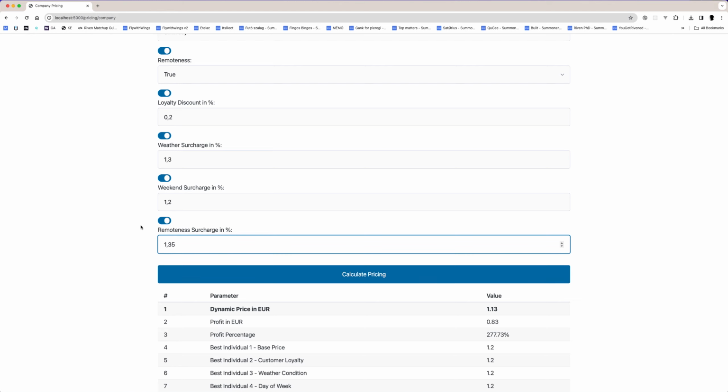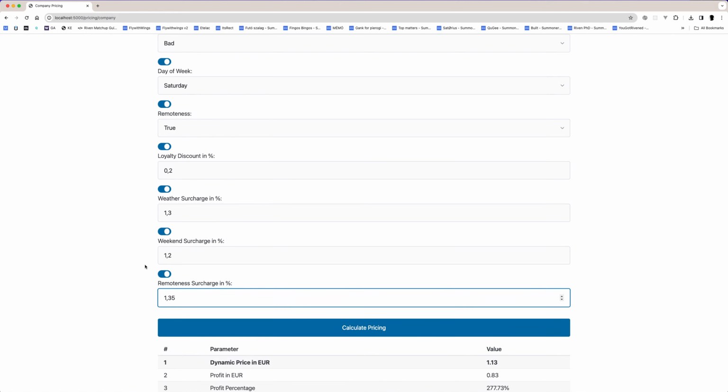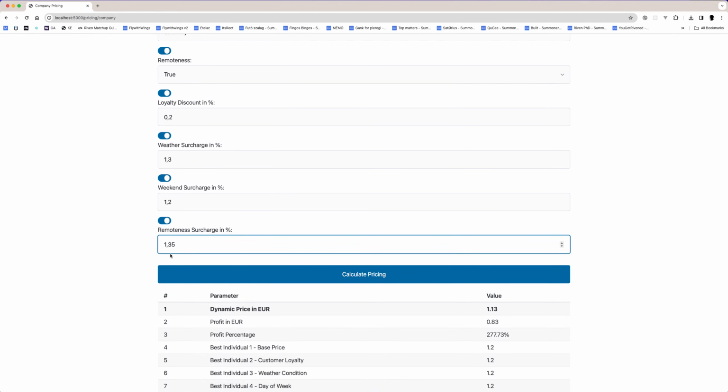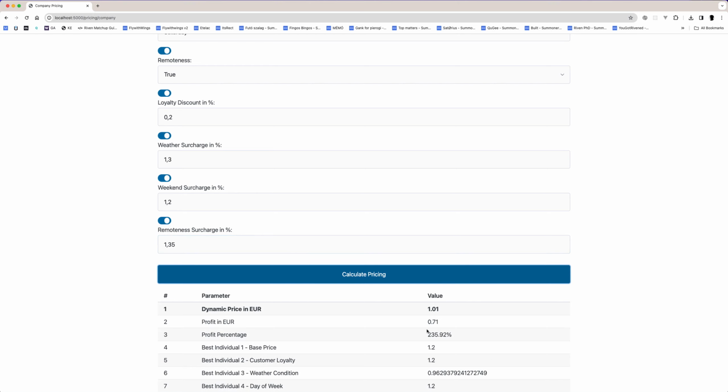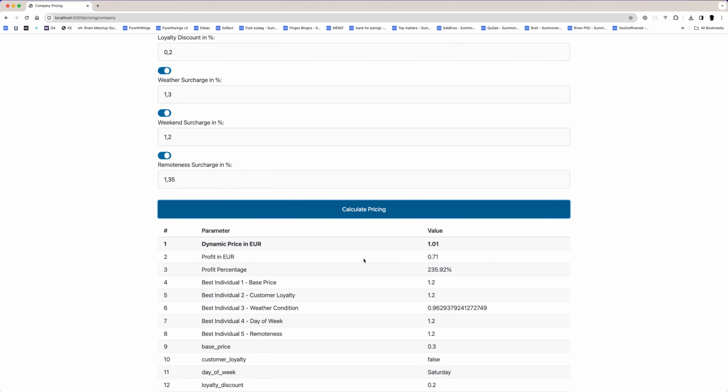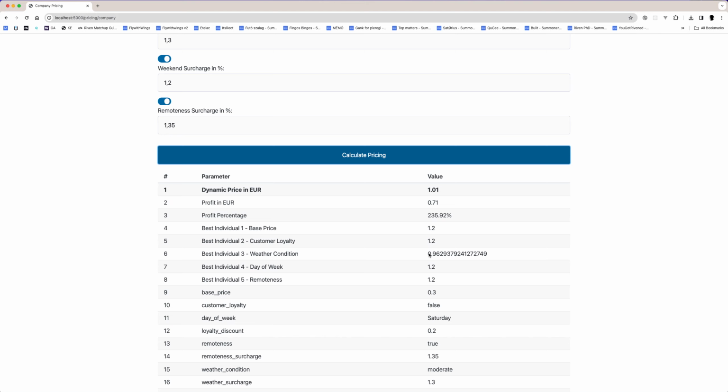So if we specify these constants within the algorithm, the price will be recalculated here as well. And our dynamic price with the genetic algorithm will find new individuals to calculate the best price for the company.